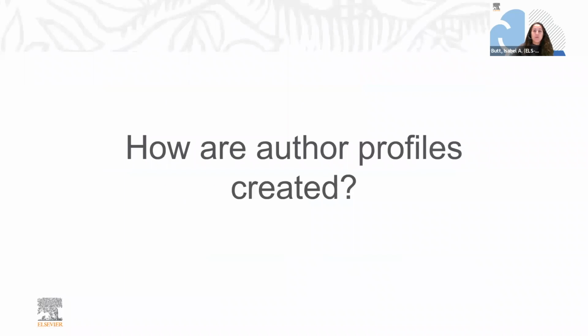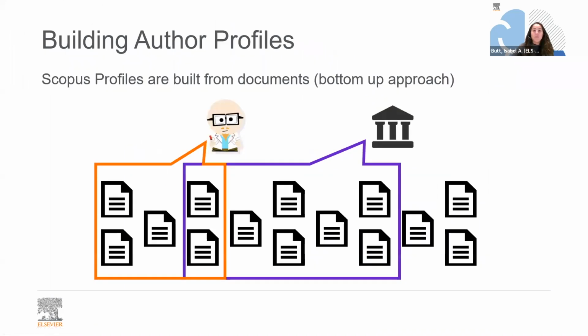So now I want to talk about how they are created. Our author profiles are built from the bottom up based on Scopus documents that come from the Scopus database, as I explained earlier. An author profile is basically a cluster of all the author information and publications belonging to the same researcher. So we clump them all together and say, okay, these are all the documents by this nice researcher here, as depicted on the left. And our institution profiles are built in a similar way.